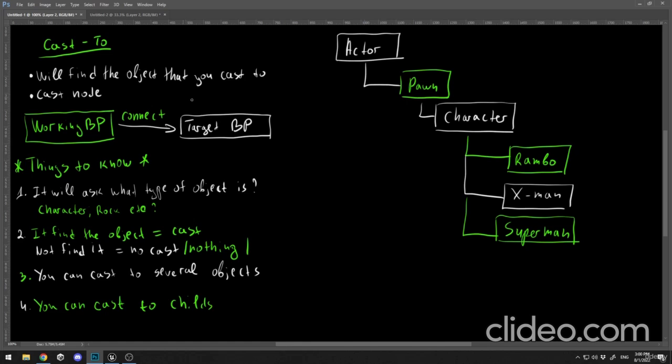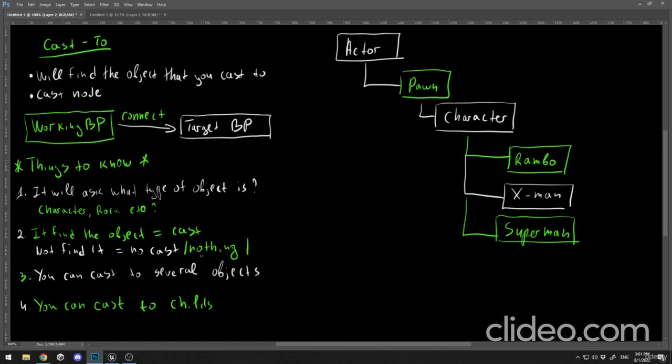So a few things to know first about cast. Cast will find the object that you cast to. This is pretty important when you try to cast, for example, our character walks into a trigger zone and we want to cast opening a door when he's on that trigger. This will cast to our object, all right? And the second thing is we're going to use a cast node. I'm going to show you in Unreal Engine, of course.